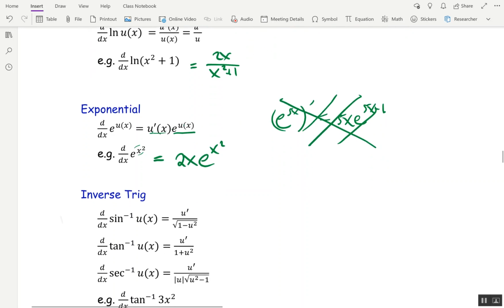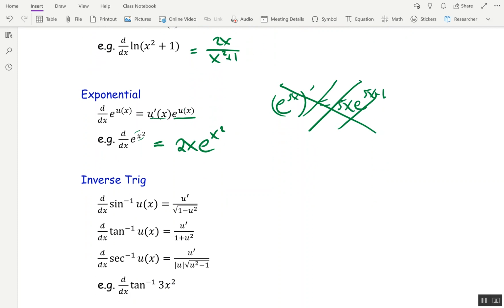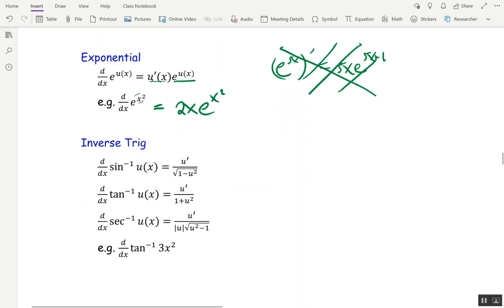Finally, inverse trig, you do have to memorize these. The sine inverse, tangent inverse, secant inverse. The other three you'll get for free, like d by dx of cos inverse u of x. It's the exact same thing except with a minus on top. So minus u prime over the square root of 1 minus u squared. Cotangent, same thing, minus cosecant. But these are the three we use the most, so really you should focus on these three.